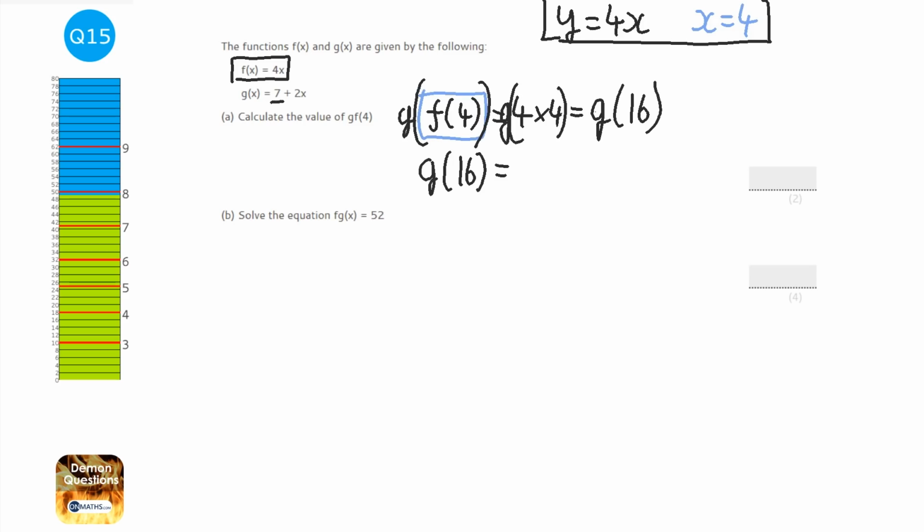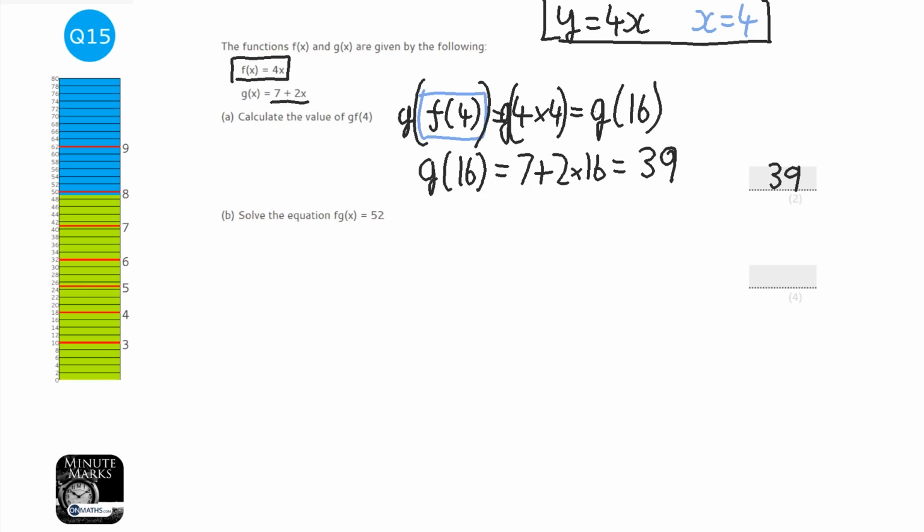Well, it says 7 plus 2x, so it's going to be 7 plus 2 times 16. Well, I know 2 times 16 is 32, and I know 32 plus 7 is going to be 39. Okay, and so therefore the answer is just 39. Perfect, right. The next one.